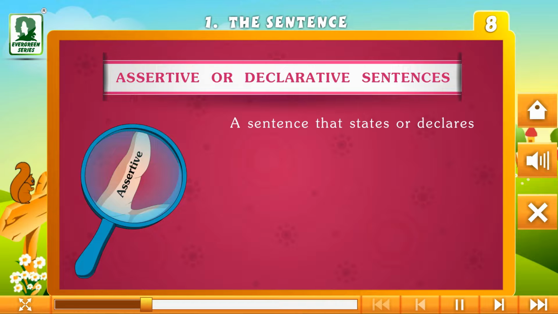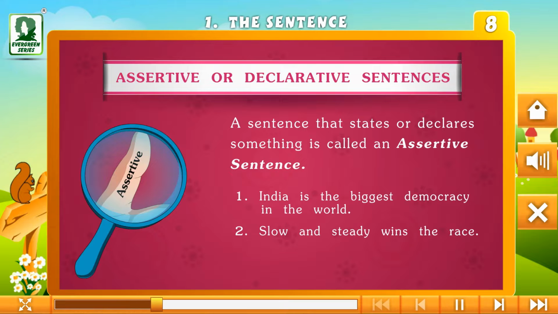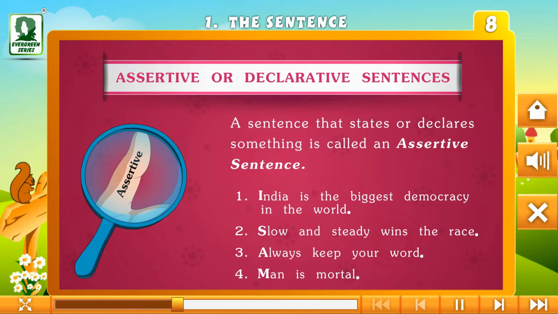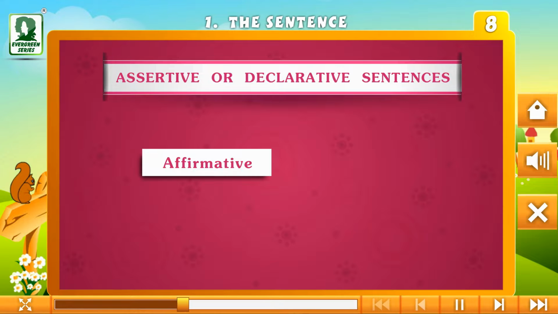A sentence that states or declares something is called an assertive sentence. India is the biggest democracy in the world. Slow and steady wins the race. Always keep your word. Man is mortal. All the assertive or declarative sentences end with a full stop. These sentences begin with capital letters. There are further 2 kinds of assertive sentences: affirmative and negative.